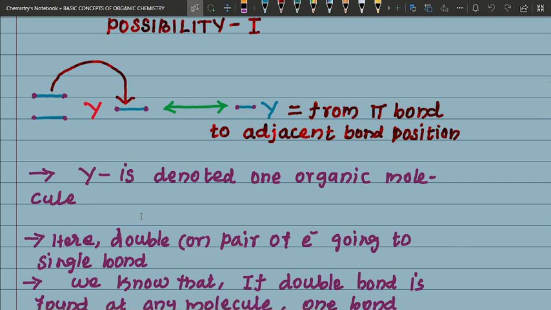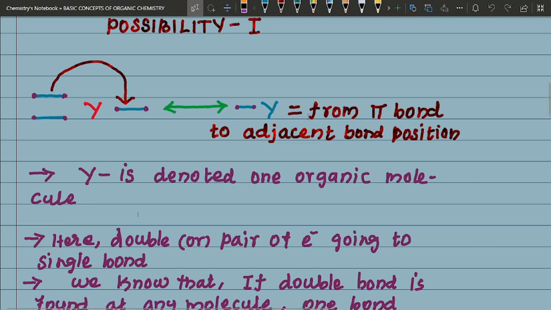Here, a pair of electrons goes to a single bond. This is a double bond, and we know that two bonds are found here. This is a sigma bond, this is a pi bond. Here the pi bond's pair of electrons goes to a single bond. See here, so it gives a sigma bond Y. Y denotes one organic atom.